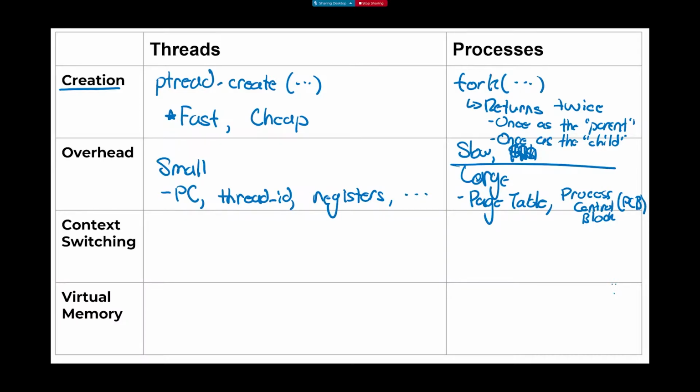The third thing we might want to talk about is context switching. Context switching is the question of how much it takes to change out the CPU from running one thread to another thread, versus changing out the CPU from running one process to another process. Context switching between threads is fast. Context switching between processes is slow. And virtual memory is shared between threads, but it's private between processes.